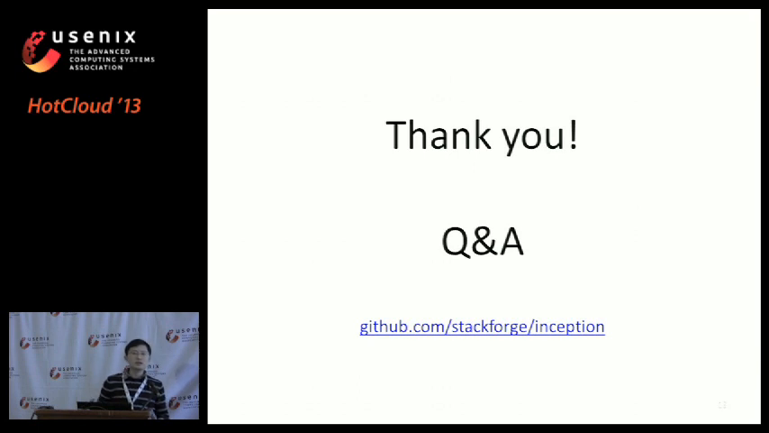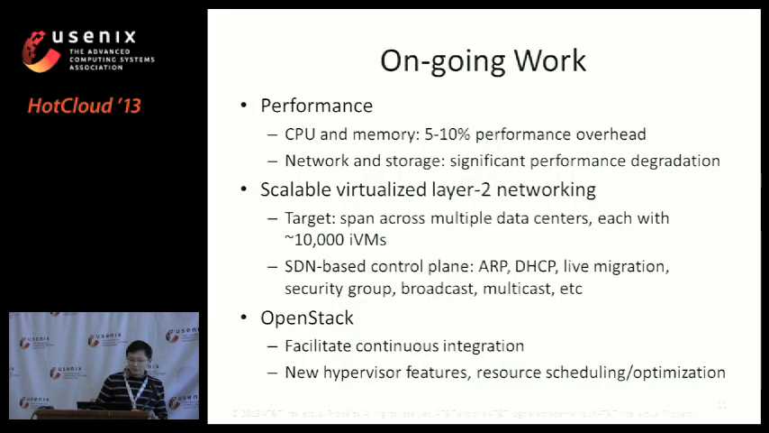Currently in VXLAN's implementation, multicast and broadcast is implemented as multiple unicast. And currently, this way does not scale, right? And we are working on this scalable virtualized layer 2 networking. We are using an SDN-based control plane to make it scalable.